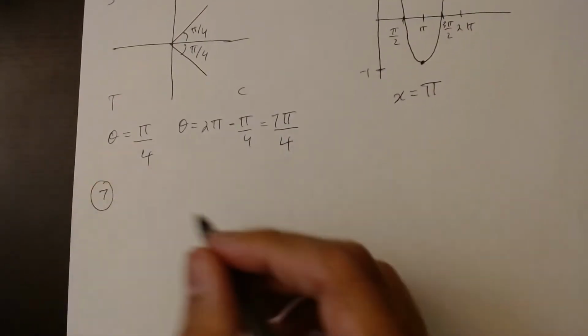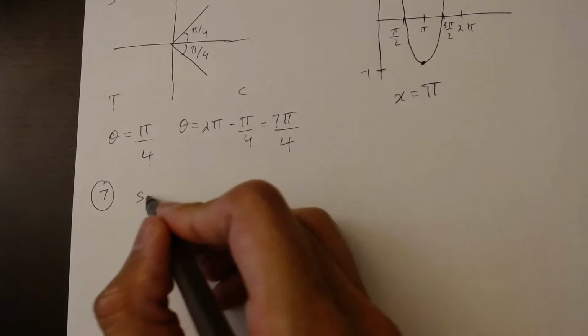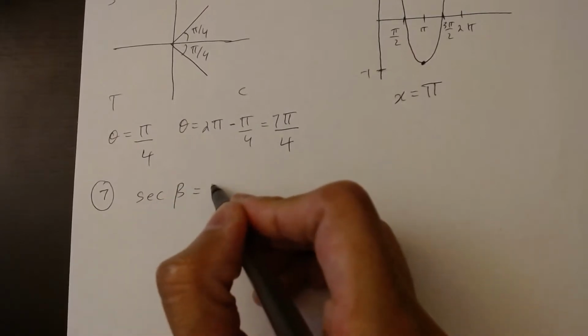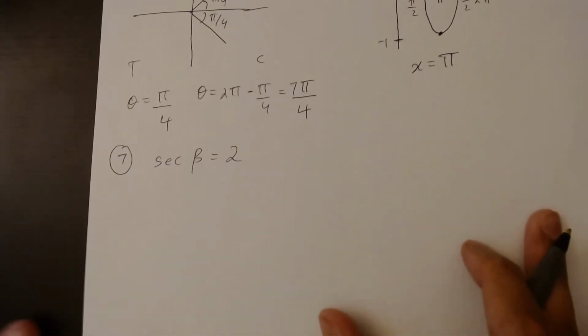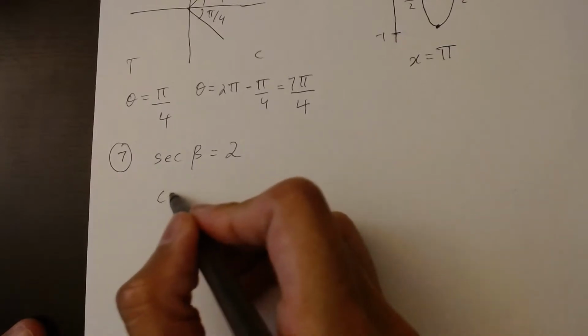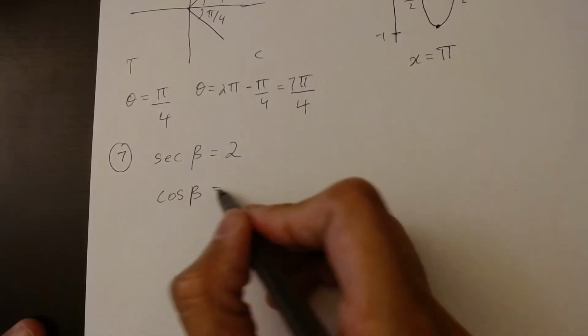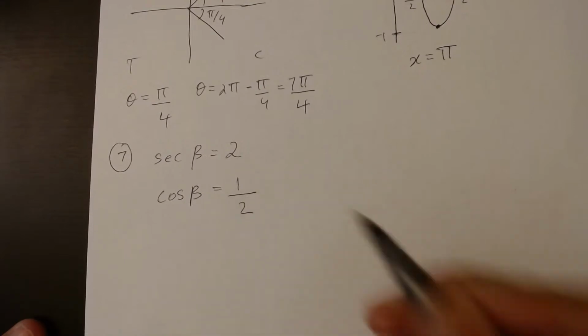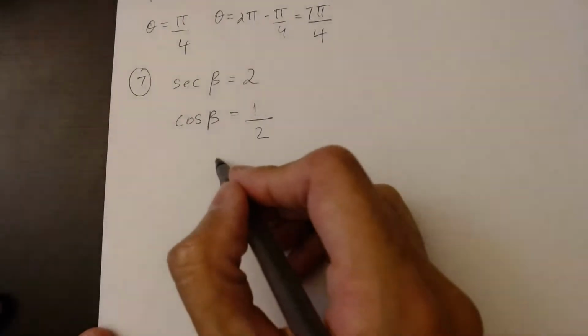Next question is going to be a reciprocal question. So sec beta equals 2. Anytime you have a reciprocal, you want to convert it to the original. So cos beta equals, flip the other side, 1 over 2. And then it's just your CAST rule.